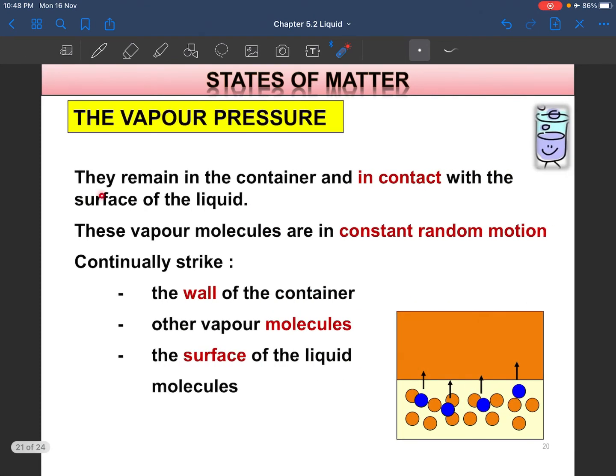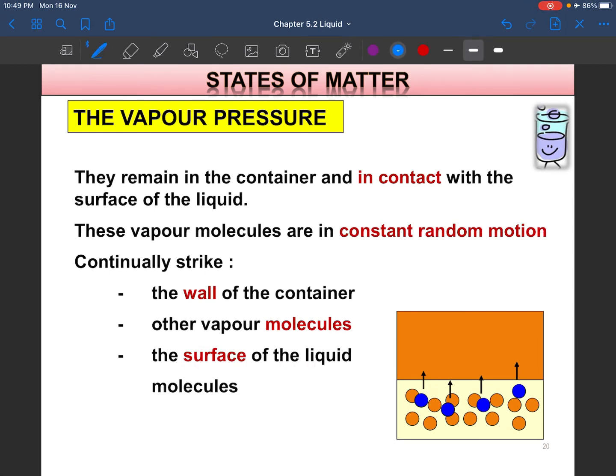Okay, so they remain in the container and in contact with the surface of the liquid. So if the vapor is in a closed system, it will still be inside the container, and it will be in contact with the surface of the liquid. Okay, so these vapor molecules are in constant random motion and continually strike the wall of the container, other vapor molecules and the surface of the liquid.